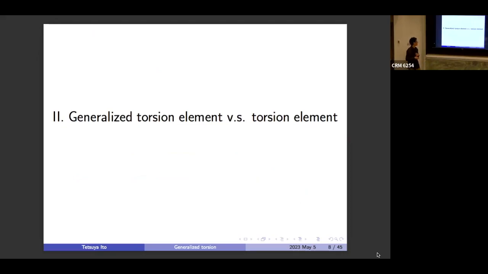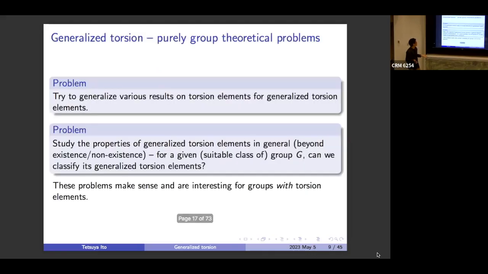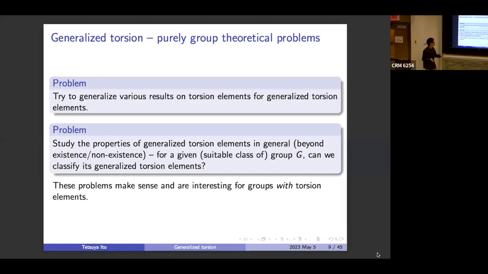Generalized torsion element versus torsion element. I would like to discuss the following problem. A torsion element is a natural class of group elements, and there are many studies on torsion groups. Torsion elements have some very special properties. So besides orderability properties, let us forget orderability and just look at the generalized torsion element. As its name suggests, it is a generalization of torsion element.